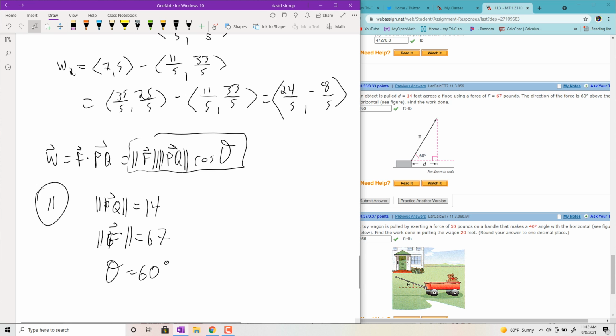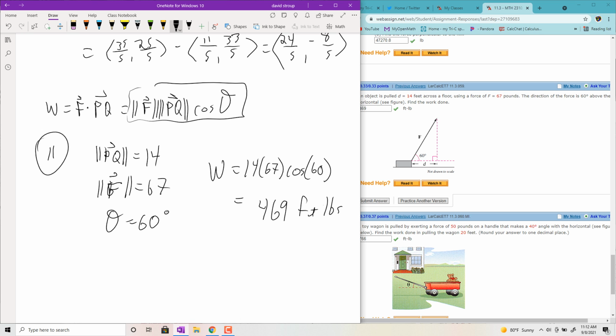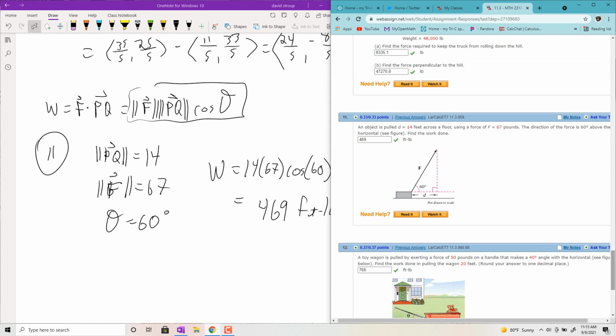So this one, you're using this version of the formula. Usually it comes down to, are you going to use the dot product, or are you going to use this cosine theta version? So anyways, the work, and the work is not a vector, it's a scalar, is equal to 14 times 67 times cosine of 60. And if you put that in your calculator, you should get 469 foot-pounds. Make sure you have the appropriate units going on. It doesn't seem like they're trying to trick you in any of the problems here.